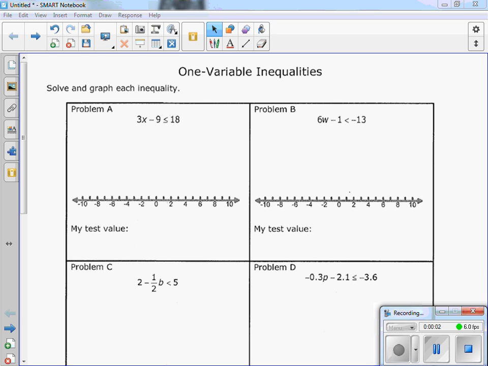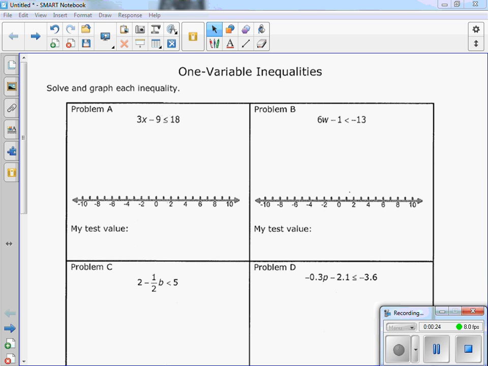All right, so this video begins our instruction on inequalities. Inequalities are actually very, very similar to equations. It's just they're going to have a less than or equal to, or a greater than or equal to symbol in there. So the first thing we're going to talk about is how we actually solve these.